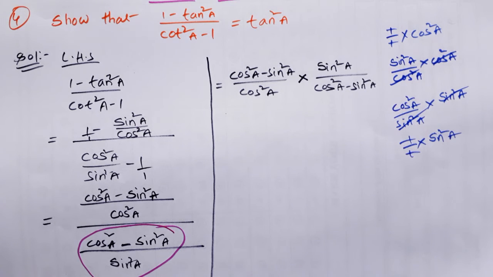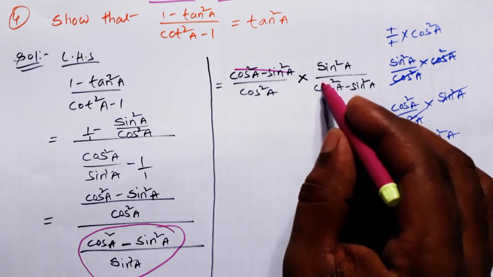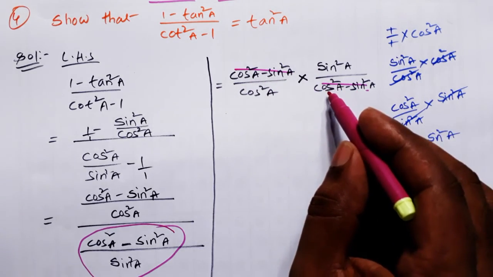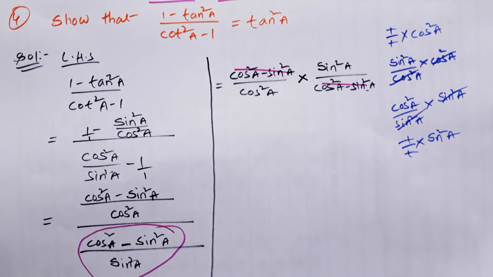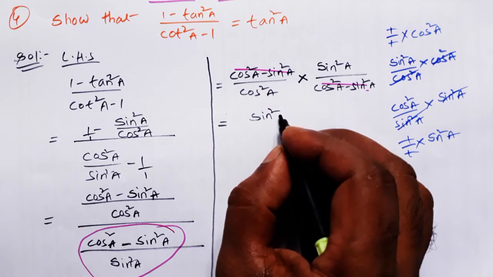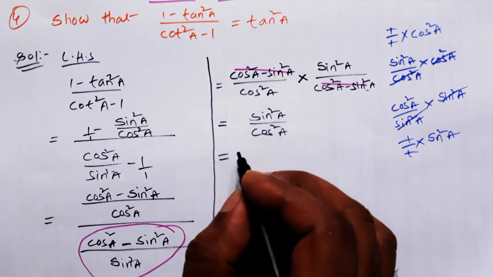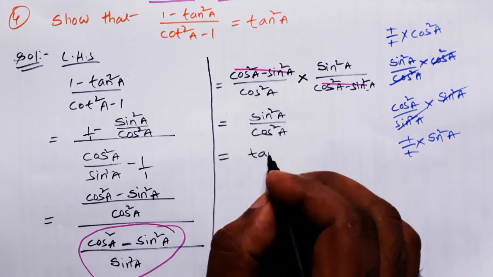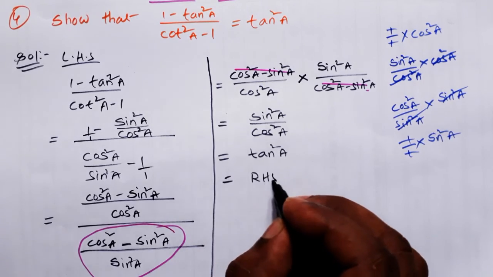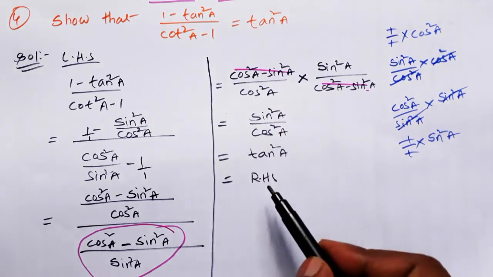Now we can cancel. What can we cancel? Cos square A minus sin square A, both of these, you can cancel. Cancel this, and write the remaining. Remaining will be sin square A by cos square A. So sin square A by cos square A is nothing but tan square A. That is nothing but RHS. Our problem is completed. See here, tan square A is the RHS.